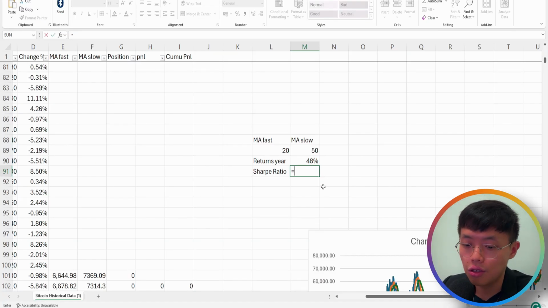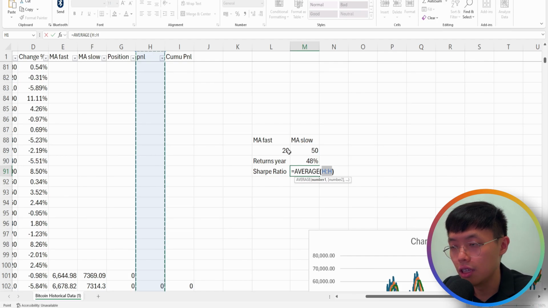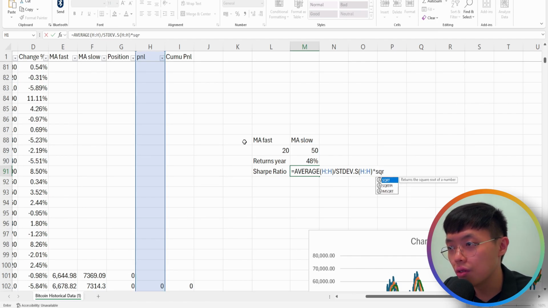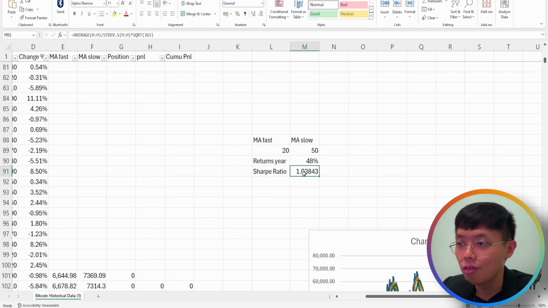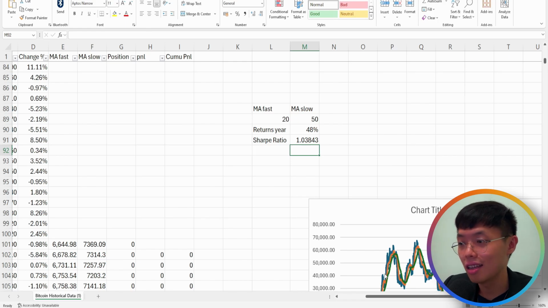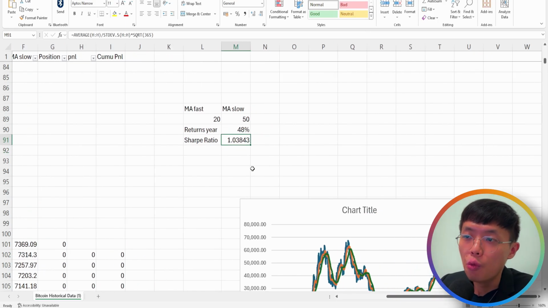So how do we do that? We get the average of P&L divided by the standard deviation of P&L, again times the square root of 365, because we want to annualize it, and we get a Sharpe ratio of 1. Just like that, we can have a higher Sharpe ratio than Warren Buffett. How amazing is that? That's very, very amazing. And can we actually improve it? Yes, we can.